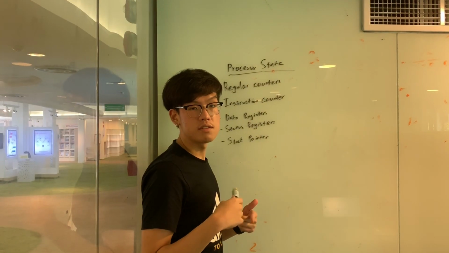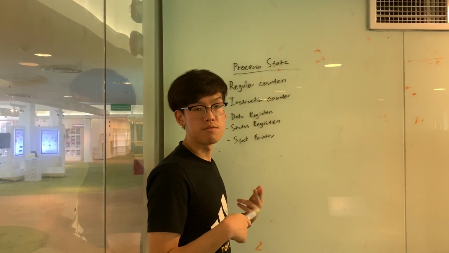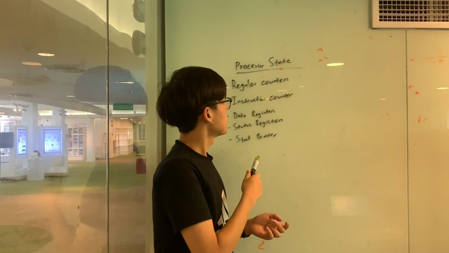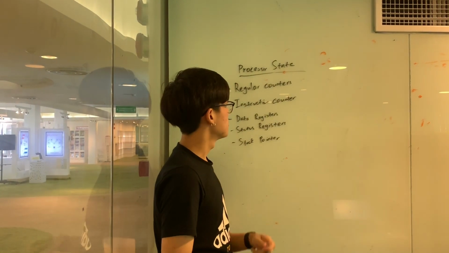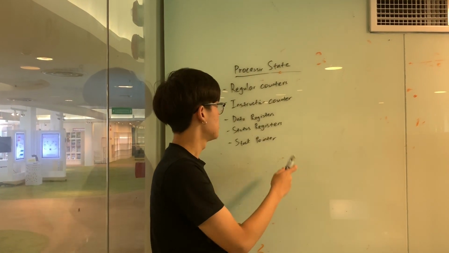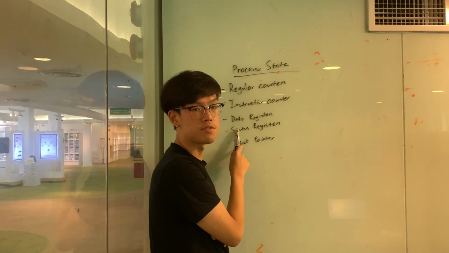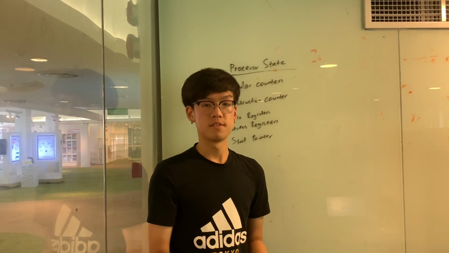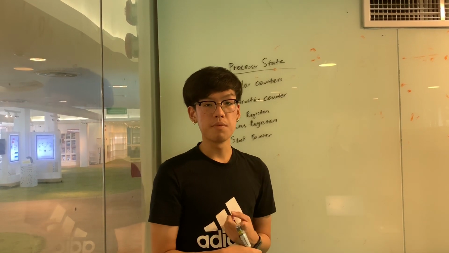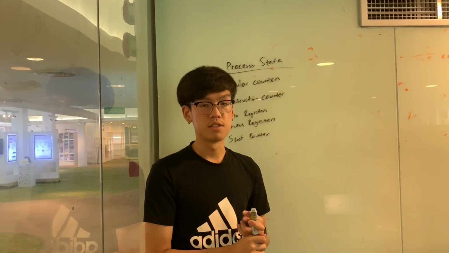So for a processor state, there are many states it is made out of. Some of the states are program counters, instruction counters, and even data registers. Others are status registers and even stack pointers. An example of a processor state would be the minimum processor state and the maximum processor state.